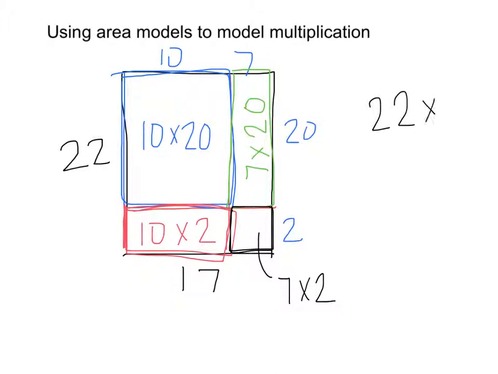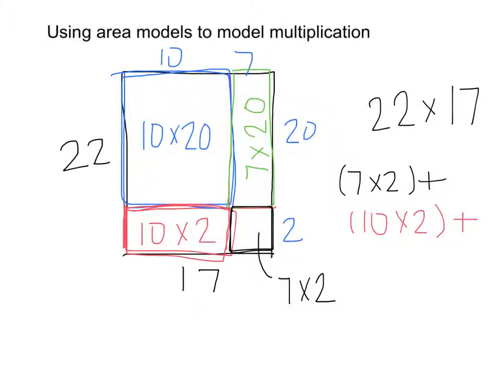Yeah. Could I also do it by doing 7 times 2, plus 10 times 2, plus 7 times 20, plus, what should my last one be? Goni? 10 times 20, right? So I can use an area model to find smaller areas and add them up to be the total area. Yes? Okay.